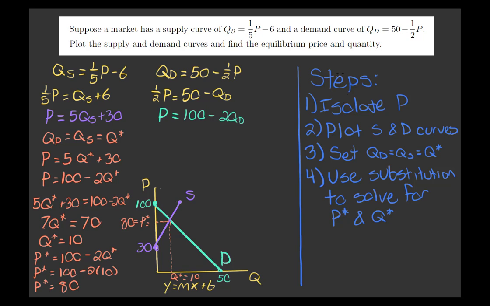If you haven't noticed already, I've got the steps listed on the right-hand side. So the steps to solving for the equilibrium price and quantity and plotting the supply curves when given the equations for supply and demand are to first isolate the price for both the supply and demand curve. Then we want to plot the supply and demand curves in the grid below. Then when solving for the equilibrium price and quantity, we first want to set the quantity demand equal to the quantity supply and denote that with Q star. Then we can use substitution to solve for both P star and Q star.